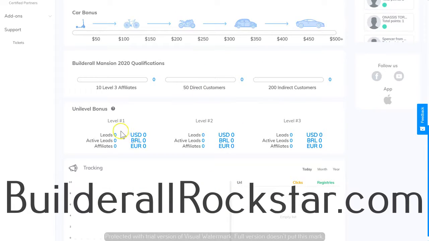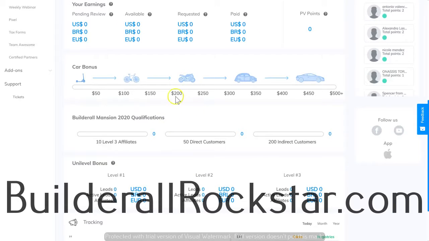And finally, you can see your commissions on all of your levels here. So you can see how many leads, active leads and affiliates you have on your first level, your second level and your third level, and also the currency for those commissions. So once you get into it, it's not very complicated and it's a really cool system which allows you to maximize your earnings. So in this video we went over understanding your commissions.